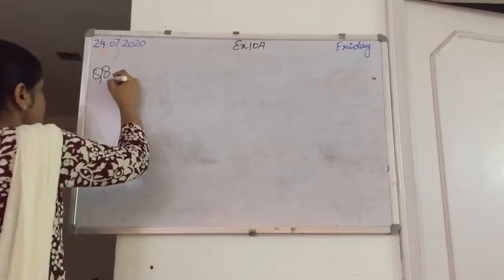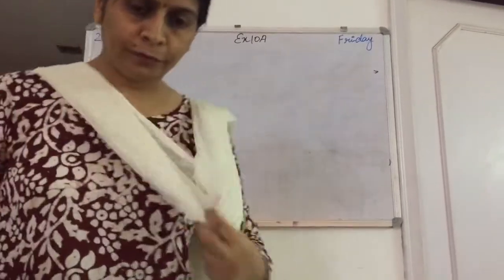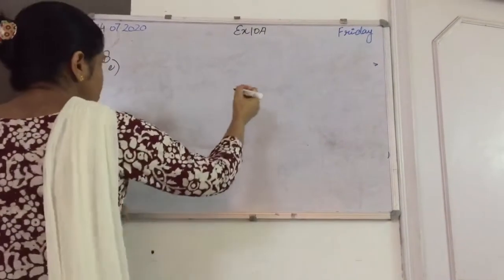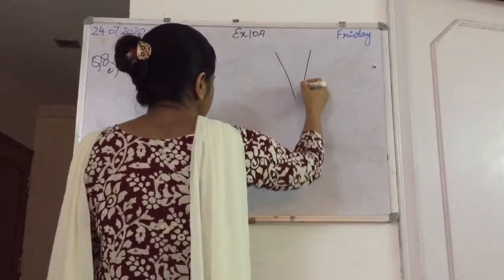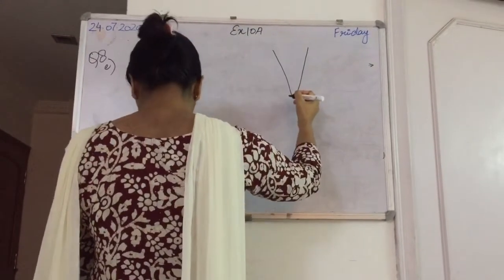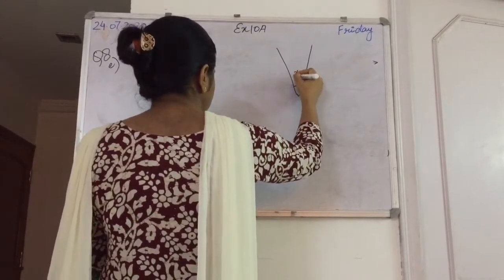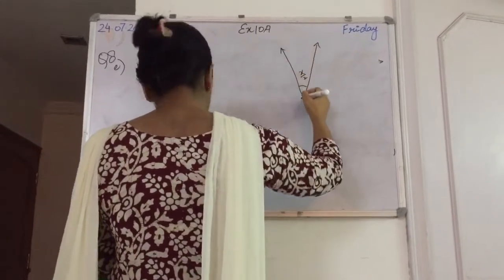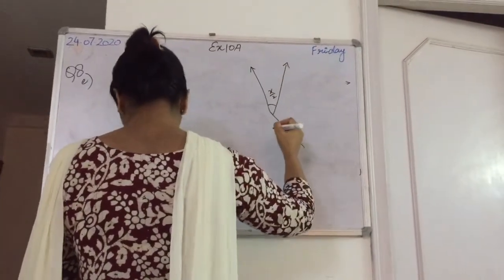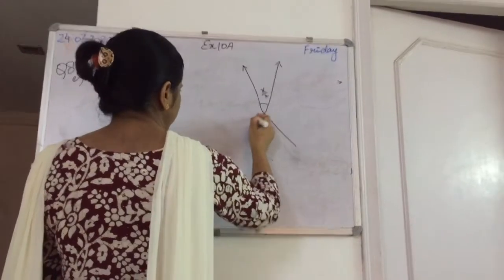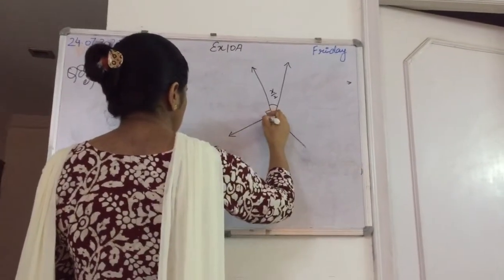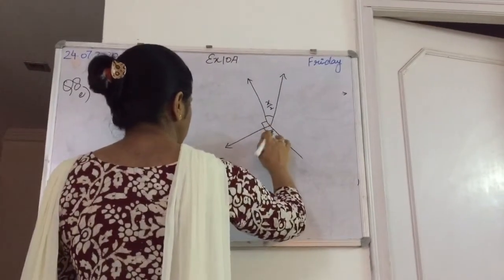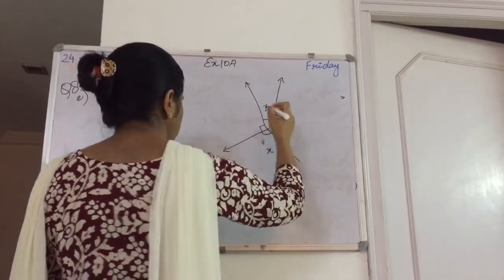Now the E part says that, students, the E part diagram is a little bit difficult. So first you draw the angle x by 2. Then you draw one line here. Make 90 degrees from this. This is x and this is also x.